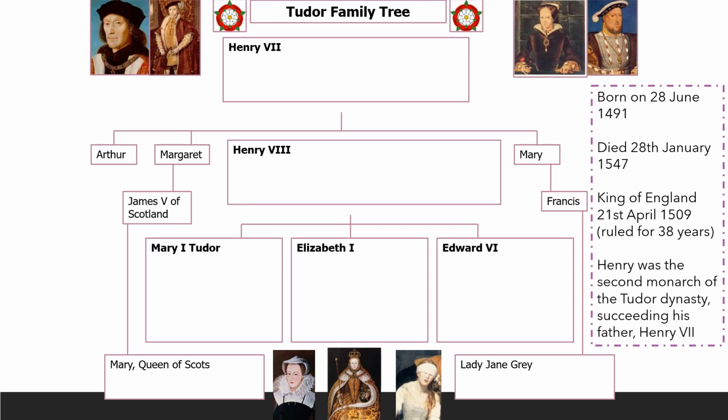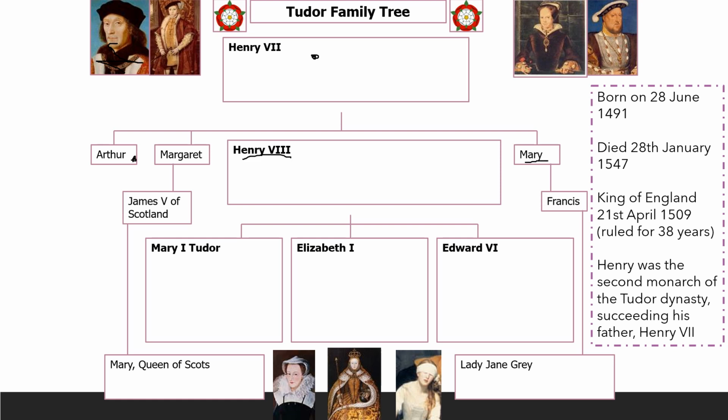Obviously we start with Henry VII after the Battle of Bosworth. There he is, just there. Okay, he had 4 children. So he had Arthur, who unfortunately died quite young, so couldn't rule, Margaret, Henry VIII and Mary.